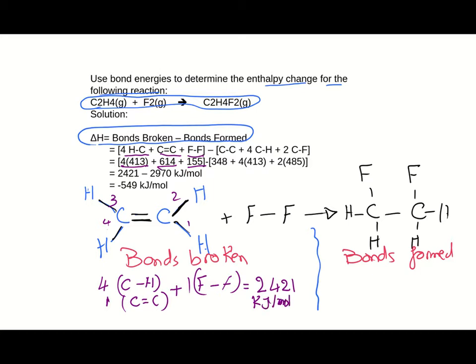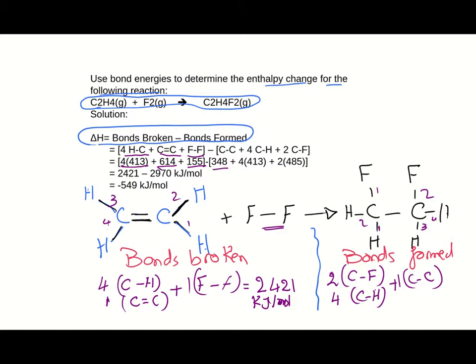In the other area, bonds formed. How many bonds are formed? We have C-F. How many C-F? 1, 2. How many C-H? 1, 2, 3, and 4. And we still have 1 C-C bond. Count them all.